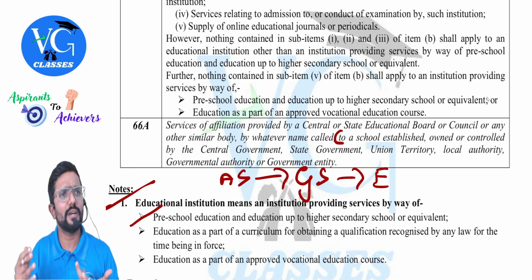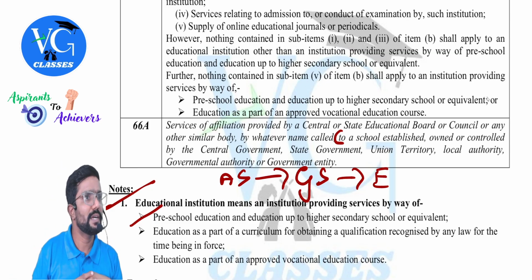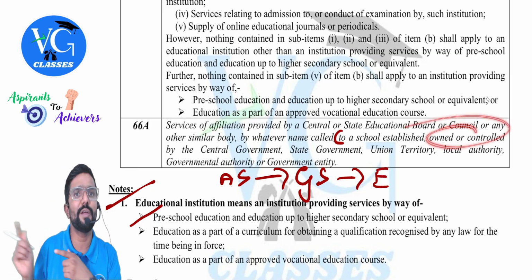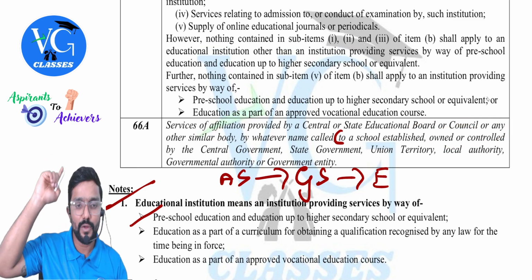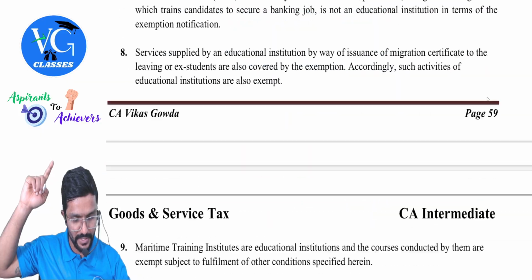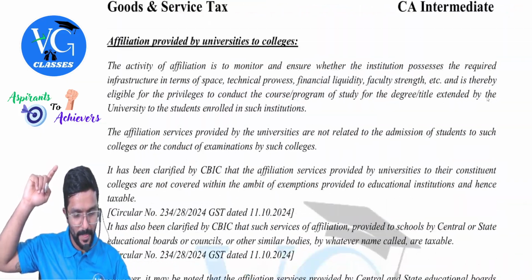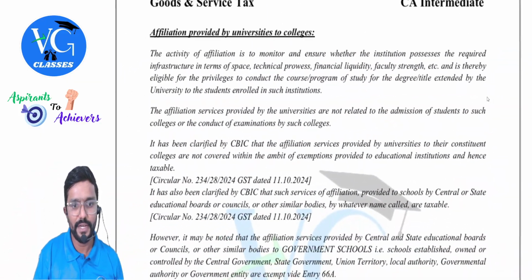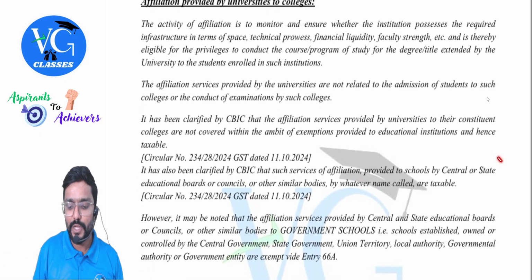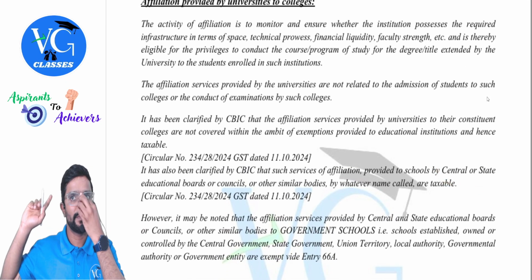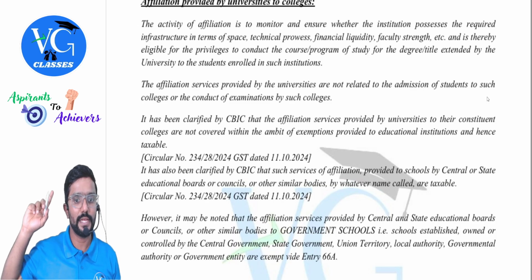Sir, what if it is not a government school? Taxable. Clear? They clearly told owned and controlled by whom? Governments is exempt. Hope you are getting it. There is also a clarification given on it in the circulars, which I had already covered in detail. So you can see only if it is provided to government schools, it is exempt.